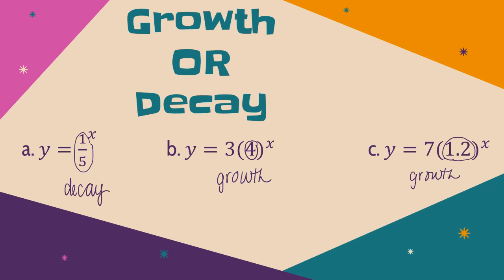Remember that we're always looking at the base, that's the one that's attached to the exponent, and it tells us whether it's growth or decay based on whether the number is smaller or larger than 1. Notice none of these actually have a base of 1. If you have a base of 1, it's not an exponential function. So it's either smaller than 1 or larger than 1. That tells us if it's growth or decay.